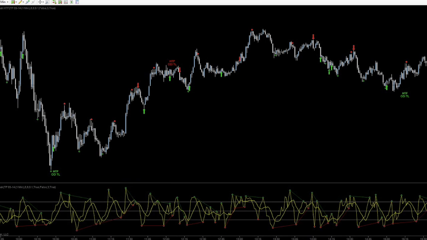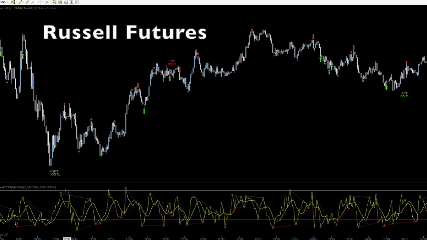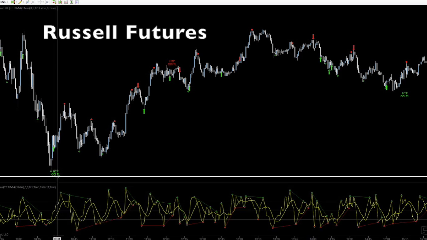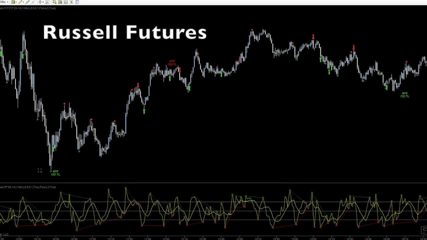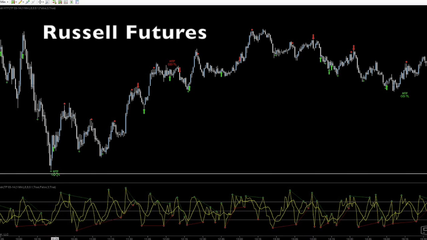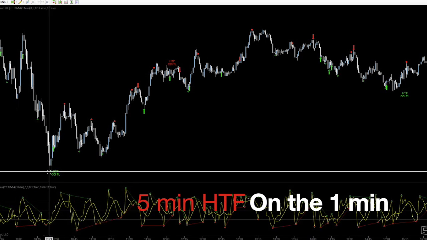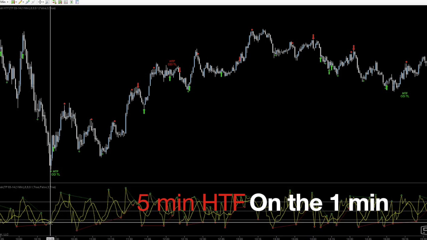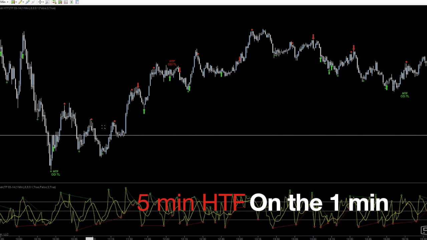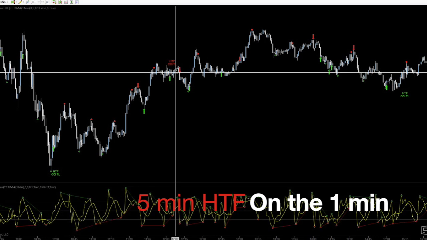Here's the Russell 2000 futures, 1 minute chart with a higher time frame 5-minute chart reference down here. So here's a situation where confluence is helpful between the two indicators. Here's the higher time frame indicating a trend line break. Here's the lower time frame just indicating a cross between the average and the CCI. Nice trade there. Another one later in the day at 11:45.